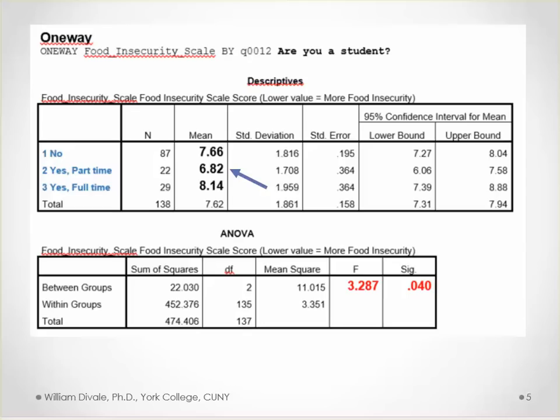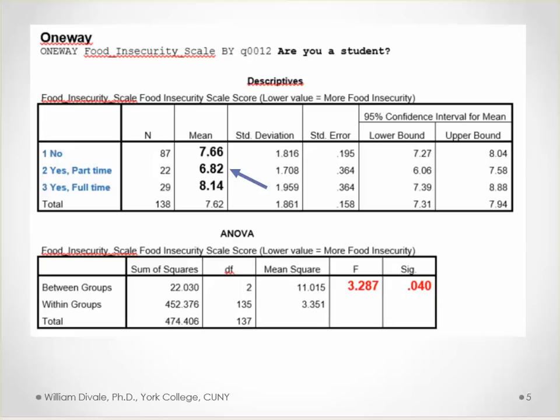Now here we have the ANOVA between food insecurity and if you are a student. Now there were 3 answers to that question. No, you are not a student. Yes, a part-time student, and yes, a full-time student. And if we look at the mean scores on the food insecurity scale, we see it's lowest for the part-time students. So the non-students, either maybe they worked, and the full-time students had other means of support. So it's maybe the part-time student that had to work as well as go to school. Their food insecurity scale scores were lower.